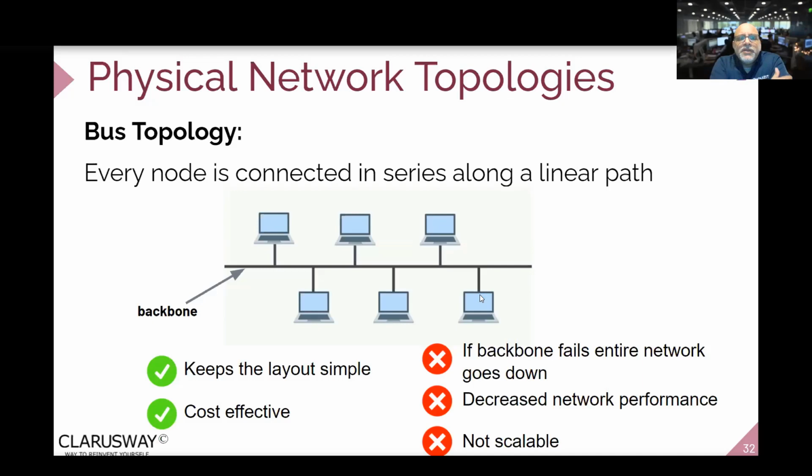So the advantages here are, one, it keeps the layout simple, and it's cost effective. You just need to run that one single cable all the way from east to west or from one end to the other, and then everything just feeds off of that. But what are the disadvantages? The main disadvantage here is that there's a single point of failure. If anything happens to that backbone, all of the networks or all of the devices or all of the nodes that are feeding off of that backbone would then fail.